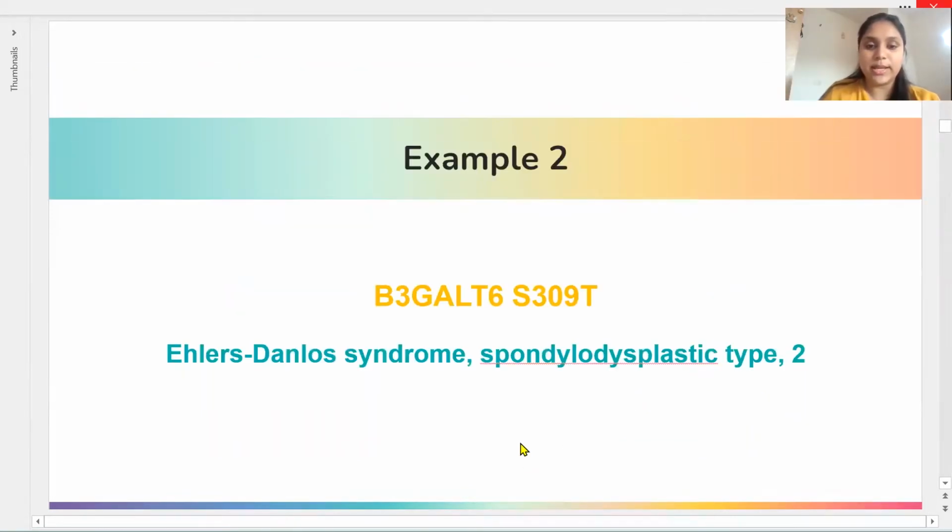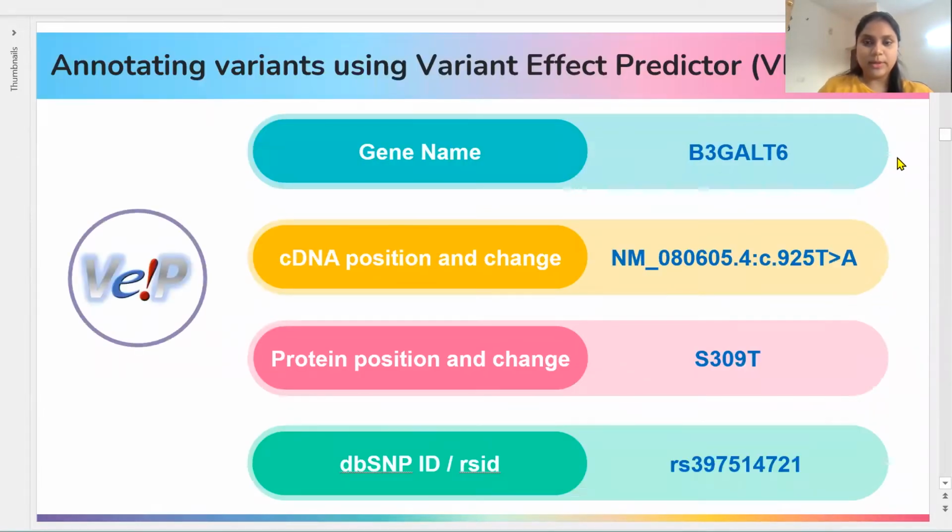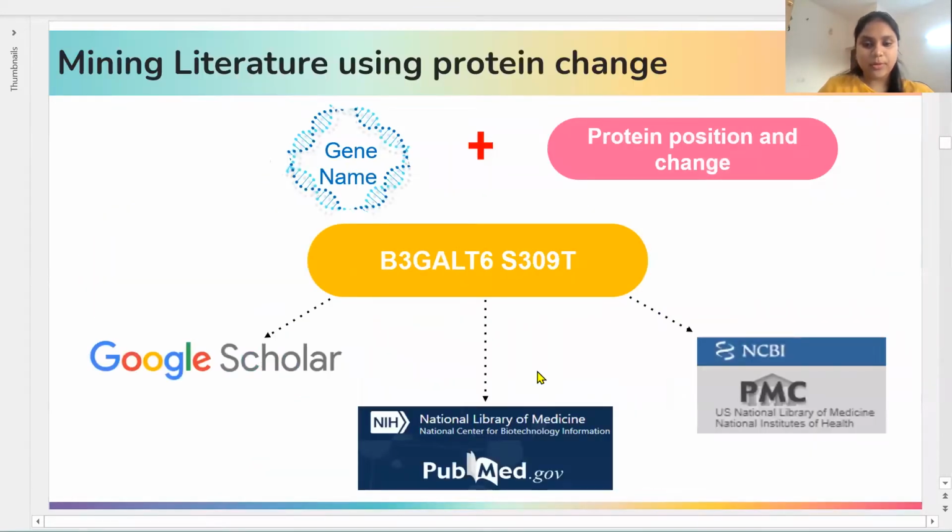Now we will move on to the next variant, which is S309T of the B3GALT6 gene, which causes Ehlers-Danlos syndrome. For this variant also, we annotated using VEP, and we got everything: gene name, cDNA position and change, protein position and change, and RSID. We will put each one of these IDs into Google Scholar and PubMed to get the specific literature.